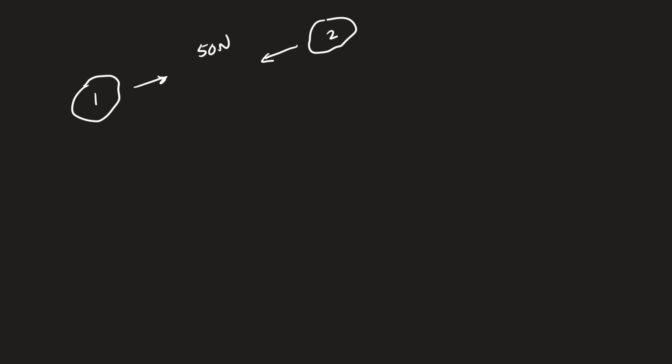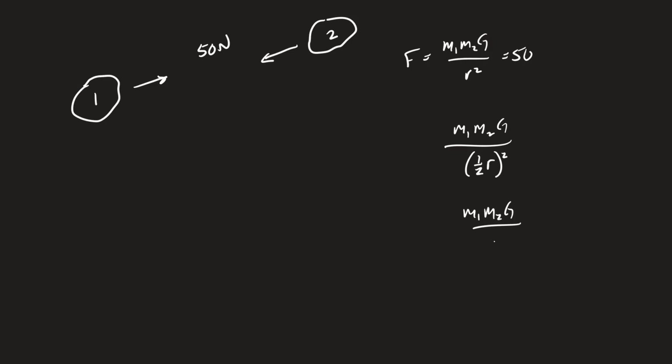Show me you can do this one. You cut the separation. So my original situation, M1, M2, G over R squared is 50. Put in my modification. M1 stayed the same, M2 stayed the same, but R was cut in half, so half of R squared. Pull the modifications apart from the base formula. So M1, M2, G over R squared, and I have 1 over 1/4. Plug in for my base formula, which gives me 4 times 50, which is 200 newtons.